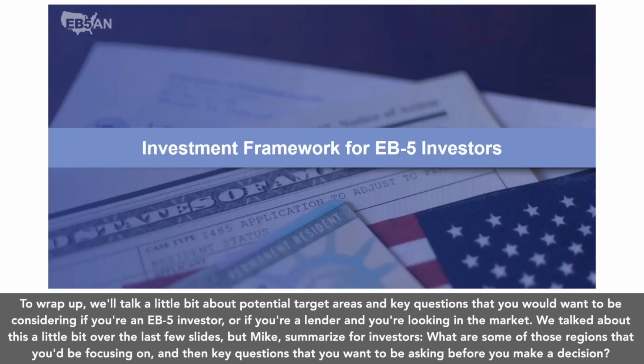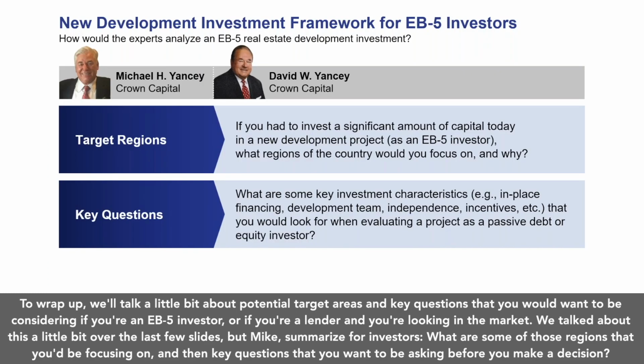Got it. All right. So to wrap up, we'll talk a little bit about potential target areas and key questions that you would want to be considering if you're an EB-5 investor, or if you're a lender looking in the market. We talked about this a little bit over the last few slides, but Mike, kind of summarize for investors what are some of those regions that you'd be focusing on, and key questions you'd want to be asking before you made a decision of where to put money.